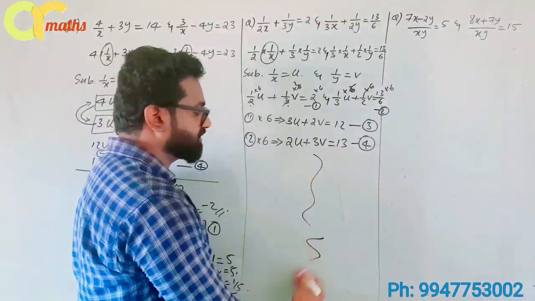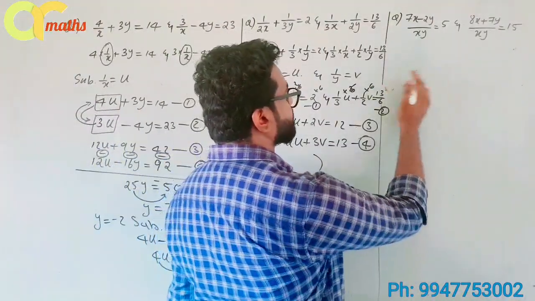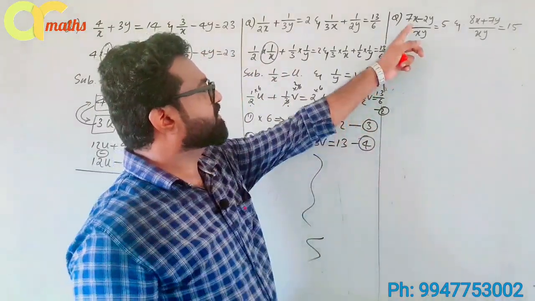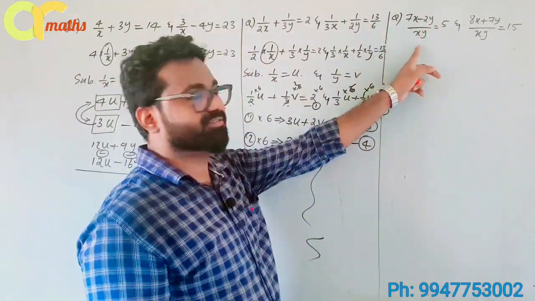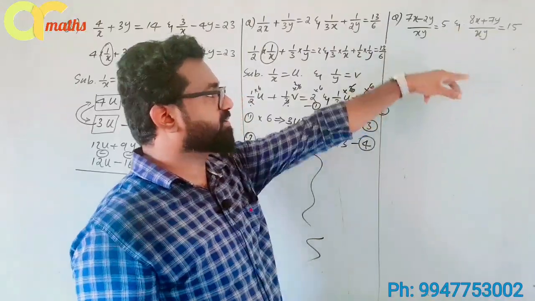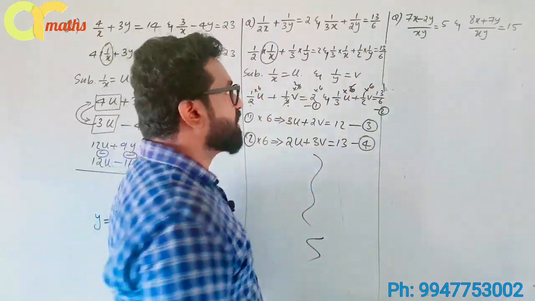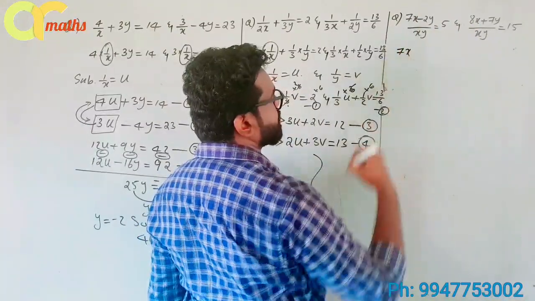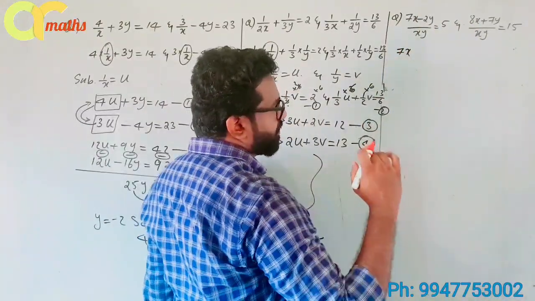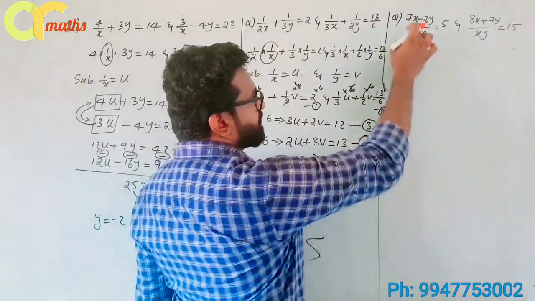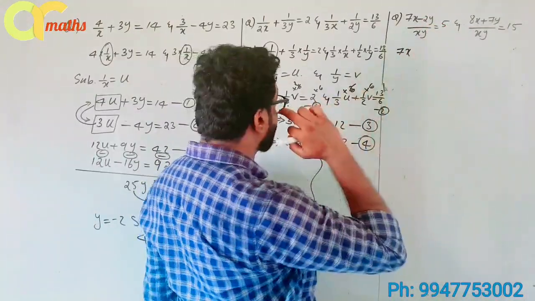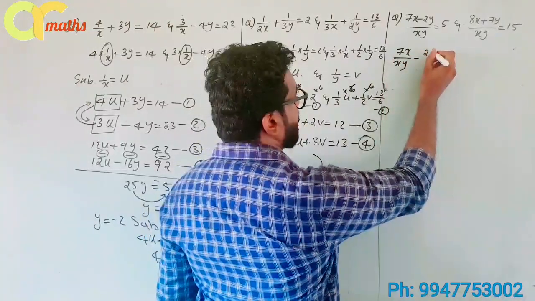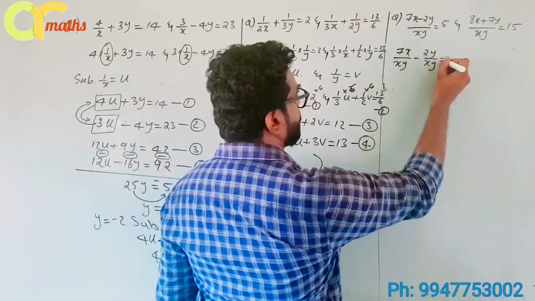Do yourself. Okay. Next here. It is very complicated. x, y all divided by xy and 8x plus 7y all divided by xy. So here you have to divide xy all terms. So 7x minus 2y all divided by xy. So these two terms divided by xy. So 7x divided by xy minus 2y divided by xy equal to 5.